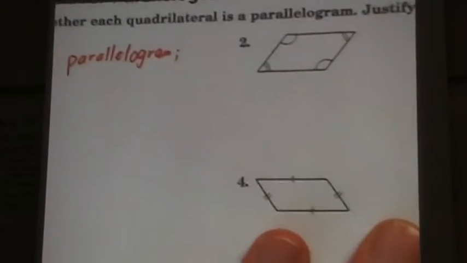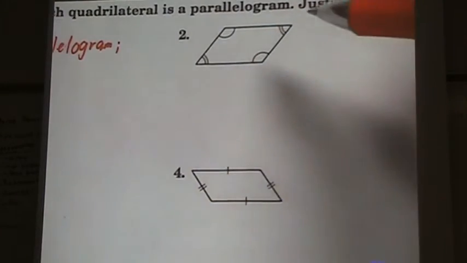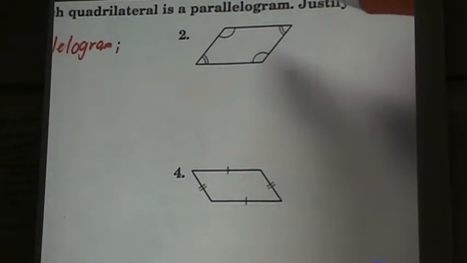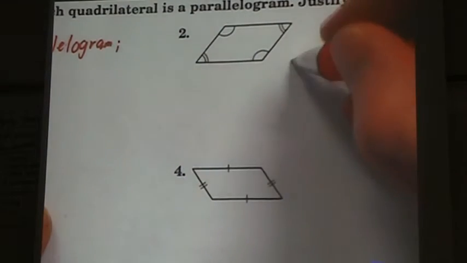Number two, how about this guy? You're working with angles. Look at your pictures. Look what we drew. Hey, all sets of opposite angles are congruent. This is a parallelogram.